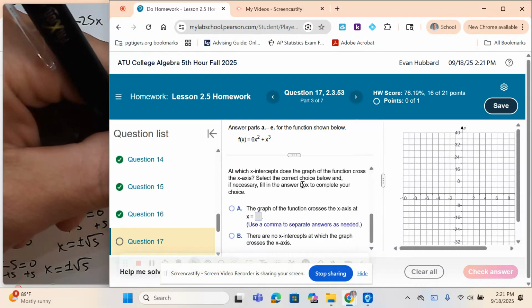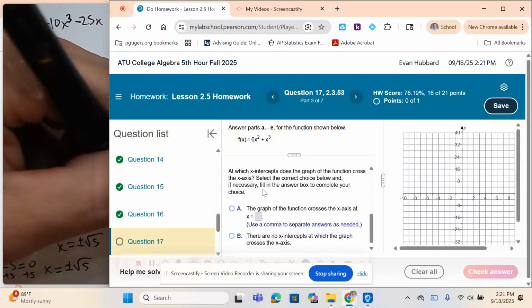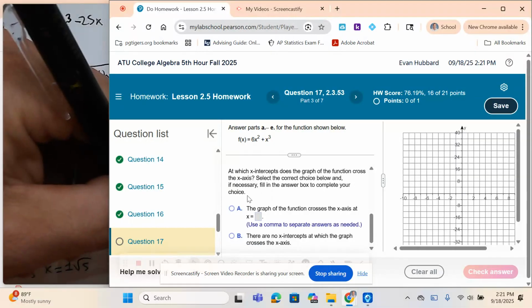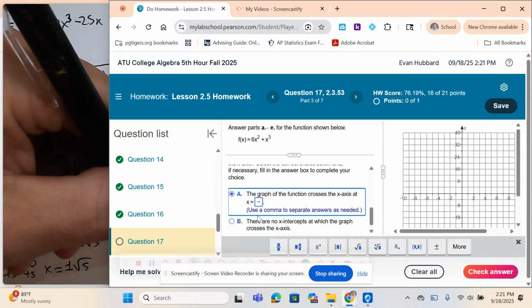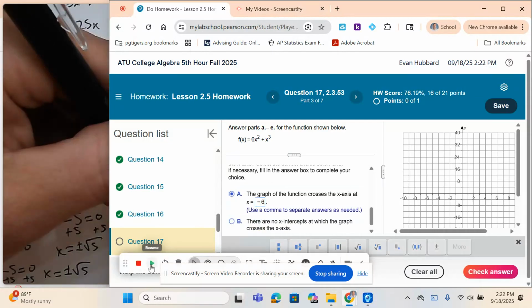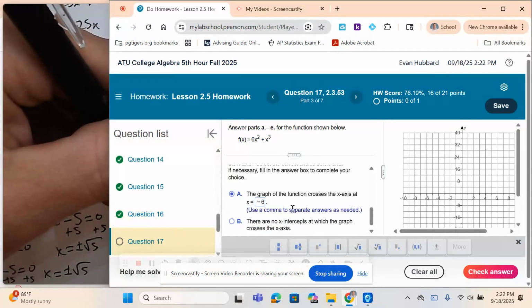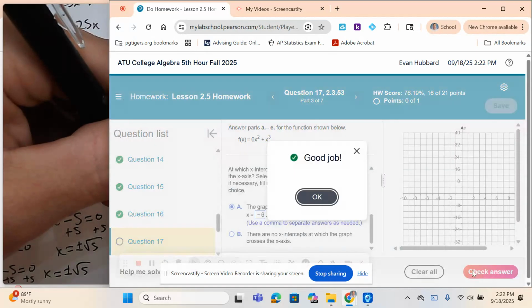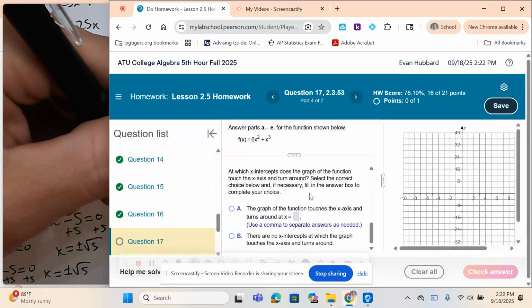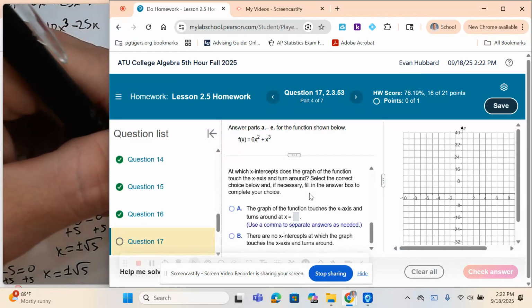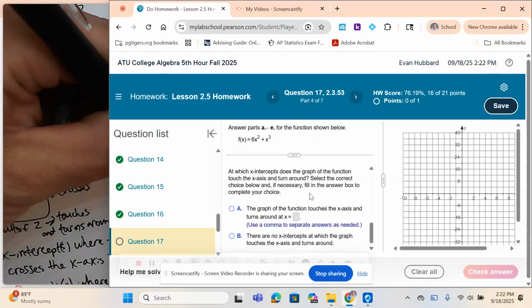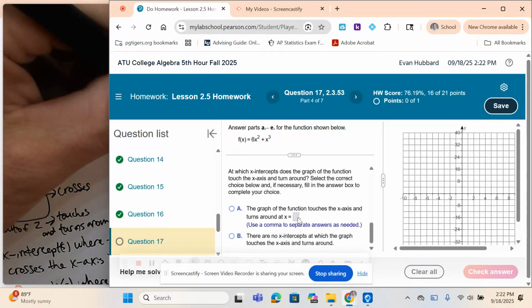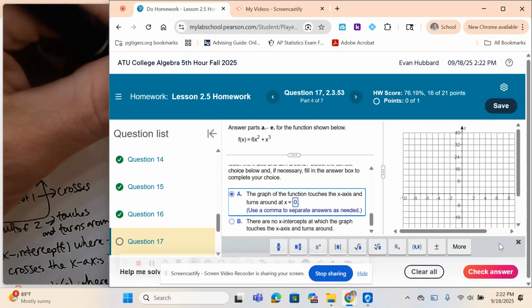All right, what happens? At negative 6 there's a multiplicity of 1. So since it has a multiplicity of 1, it's going to cross at negative 6. And then the next one, it touches and turns around at 0 because there's a multiplicity of 2. The graph does it at 0 because 0 is a multiplicity of 2.